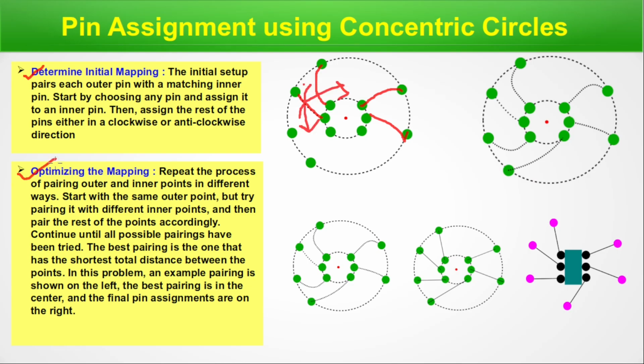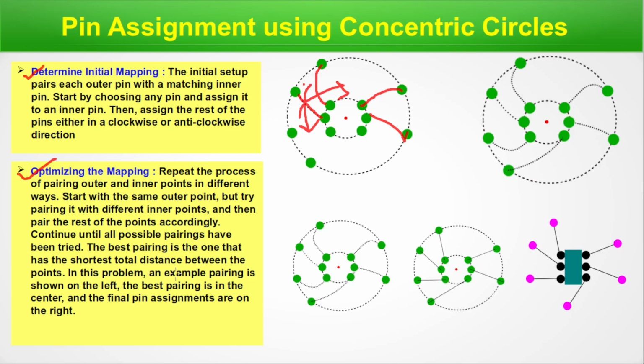Now optimizing the mapping. Repeat the process of pairing outer and inner in different ways. Start with the same outer pin but try pairing with different inner points and then pair the rest of the points accordingly. Continue until all possible pairings have been tried. The best pairing is the one that has the shortest total distance between the points.